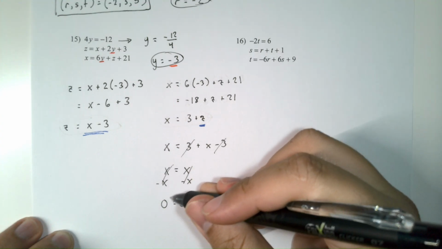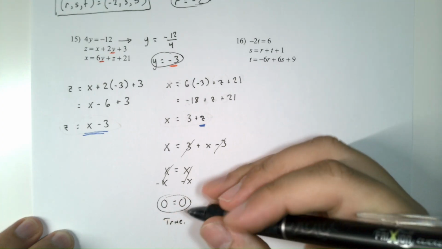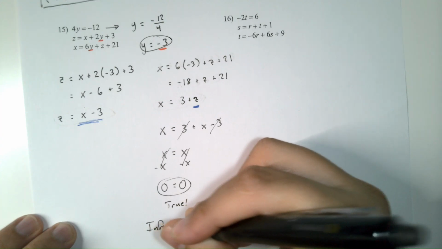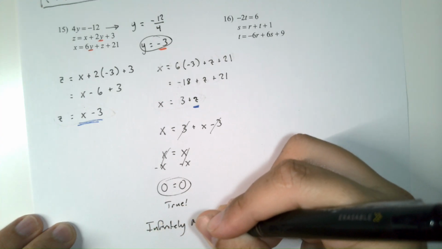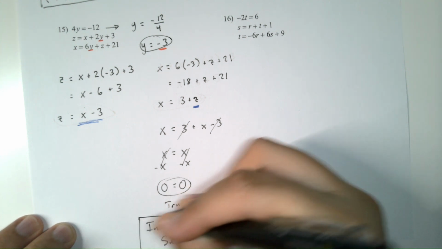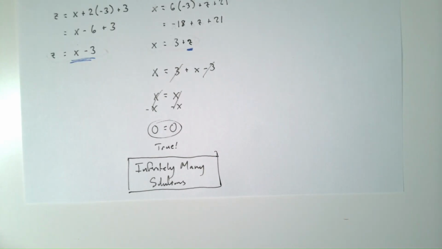So if you end up with 0 is equal to 0, because this is true, we have infinitely many solutions. And that's our final answer for this problem.